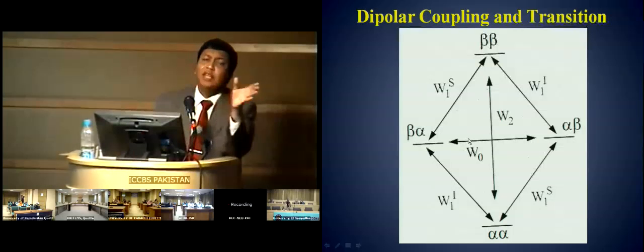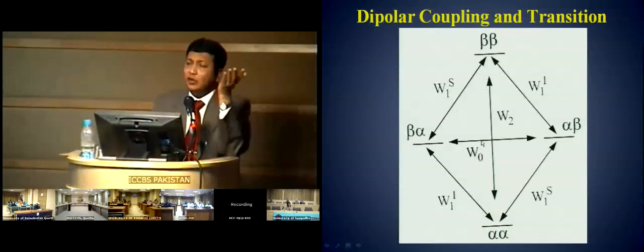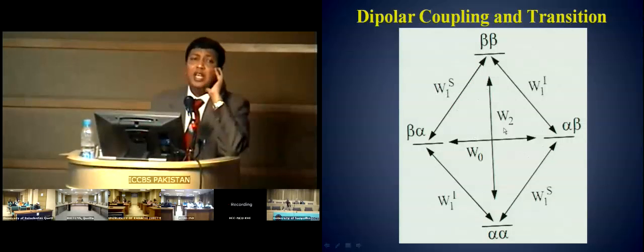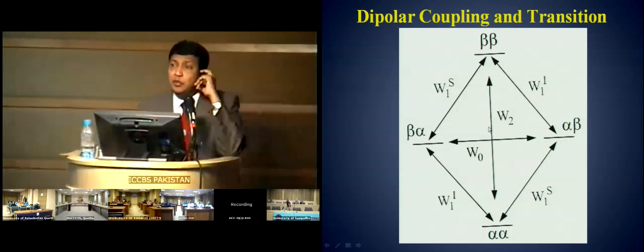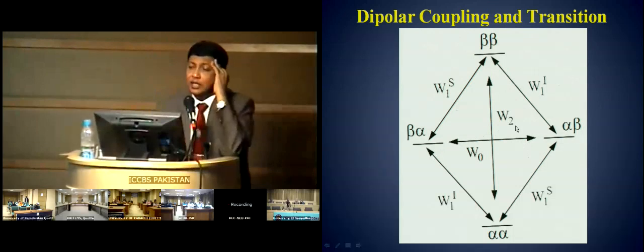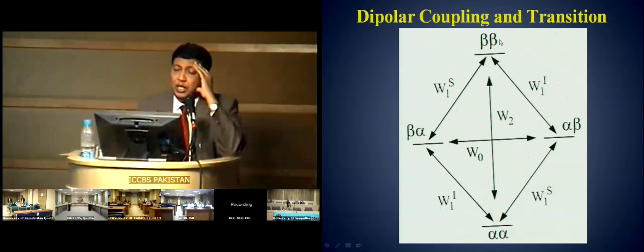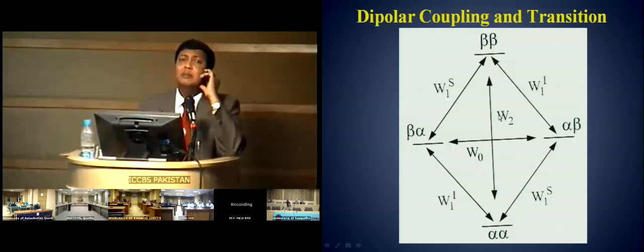Because there was a very, very interesting system in which you had just one pulse and you were transferring the polarization from one to the other. Here you have an amazingly high level of energy pumped into the system. Now, if you change this beta beta to alpha alpha, this is a double quantum transfer.